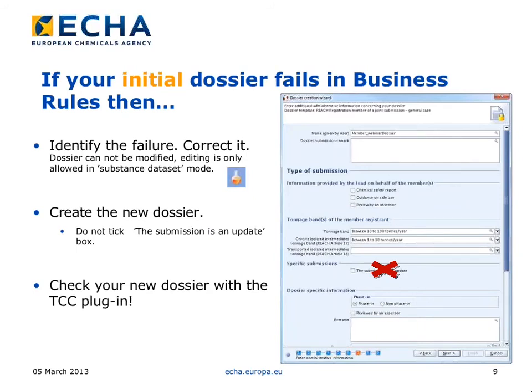These are some tips on what to do if your initial dossier has failed business rules. First of all, identify the failure. Go to Substance Dataset. After the dossier is created, the information cannot be modified anymore. This means that if you have to modify some information in the dossier, you have to go back to the Substance Dataset and create a new dossier from there. Then you need to correct it and create a new initial submission. Please do not tick the submission is an update box. And in the end, it is important to run the TCC plugin.